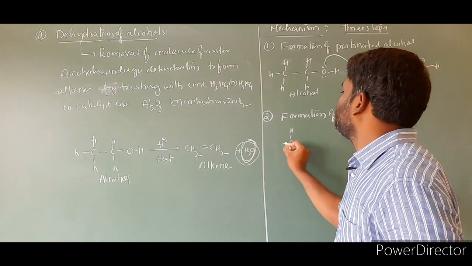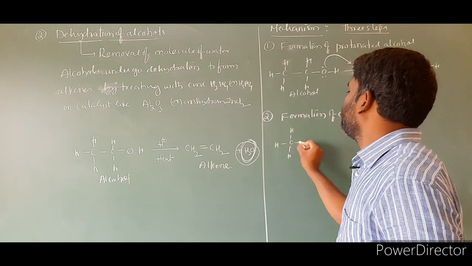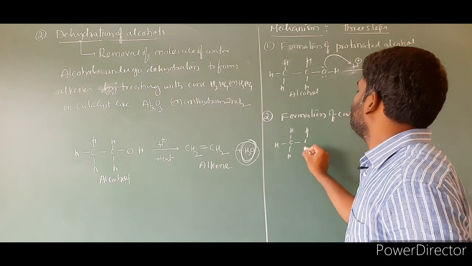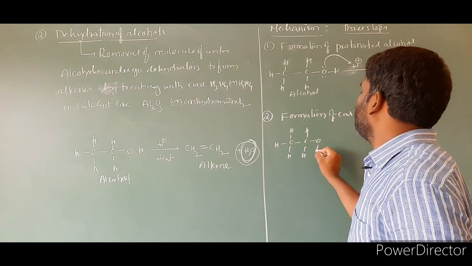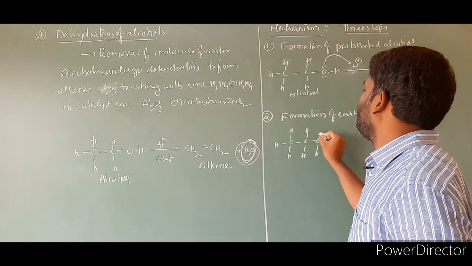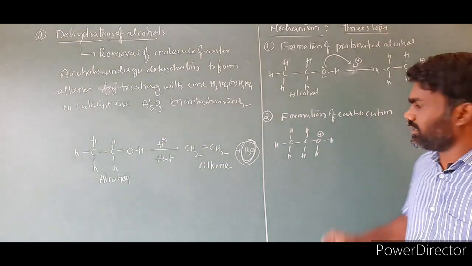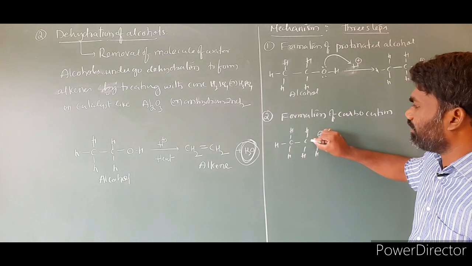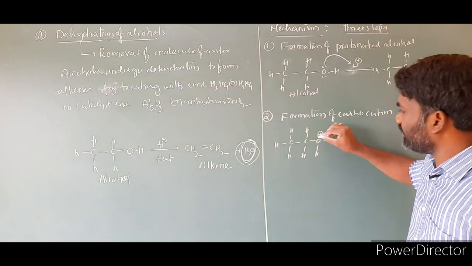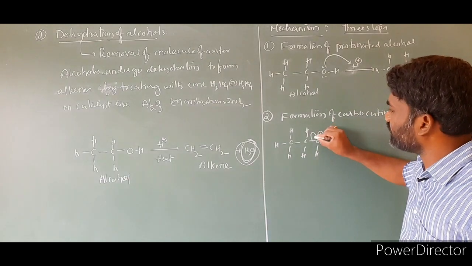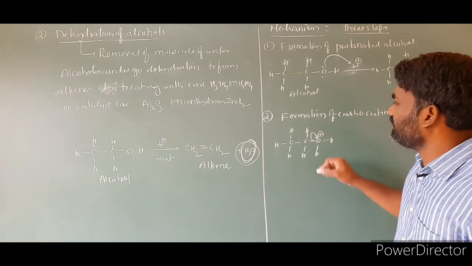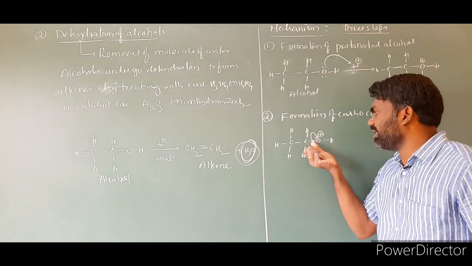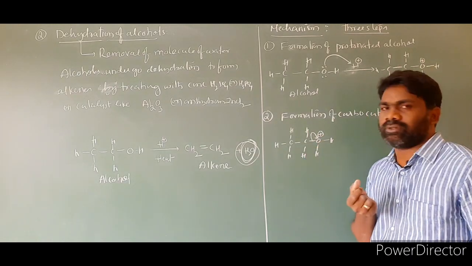C, H, OH. Oxygen with the positive charge. Right? Oxygen with positive charge, 3 bonds is there. This is unstable, so this bond is migrating towards oxygen. Oxygen with 3 bonds is unstable, so this bond is breaking and this bond is shifting towards oxygen.